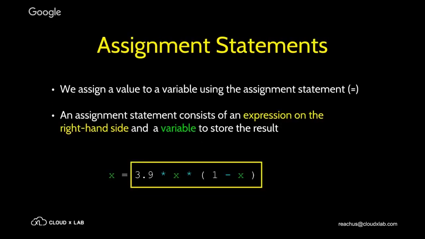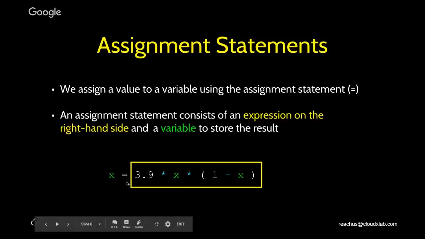Now we assign a value to a variable using the assignment statement, like equals. An assignment statement consists of an expression on the right hand side and a variable to store the value on the left hand side. So here you can see that there is quite a complex expression on the right hand side. This is an expression, and the value will be computed, and then the computed value will be kept on the left hand side.